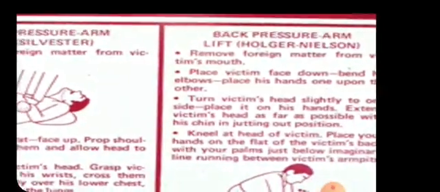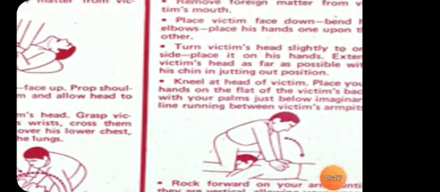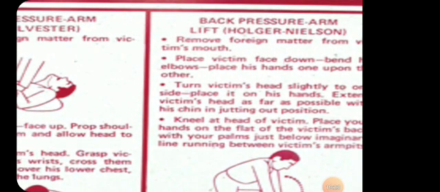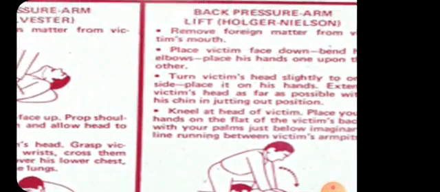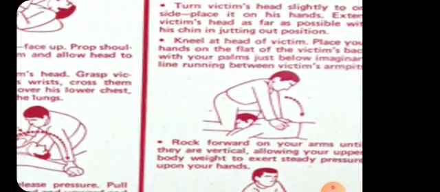Now you have the back pressure arm lift, which is called the Holger-Nielsen method. See there, you are making the subject lie in a prone position. Again, as earlier, please make sure that there is no foreign material in the mouth. Please remove it. Now place the victim face down, with the hands crossed and the head resting on the arms. Turn the victim's head slightly to one side, and it should be placed on his hands. You can see it exactly in the picture.